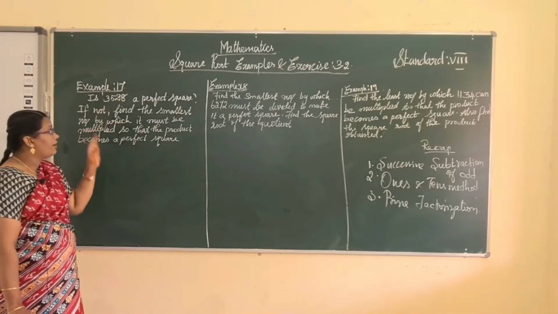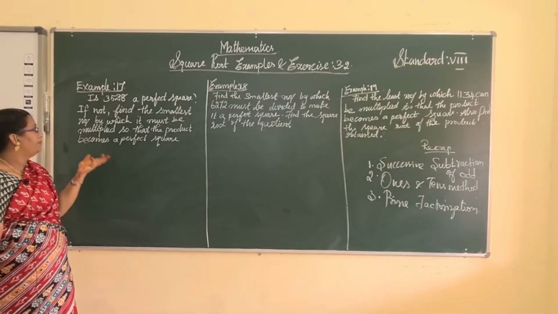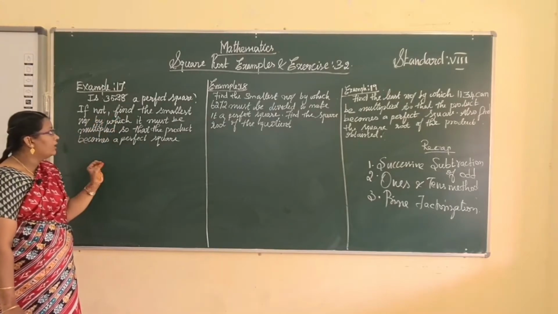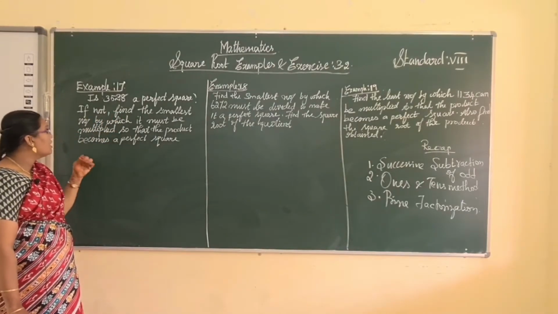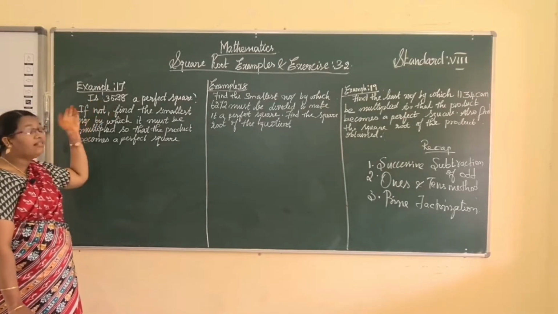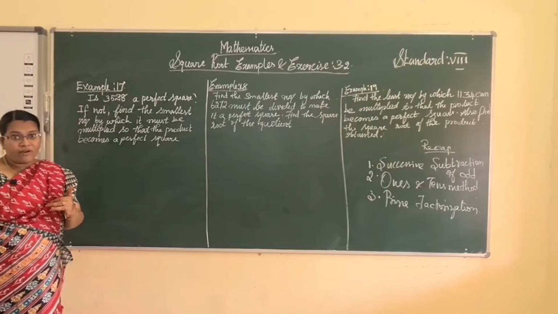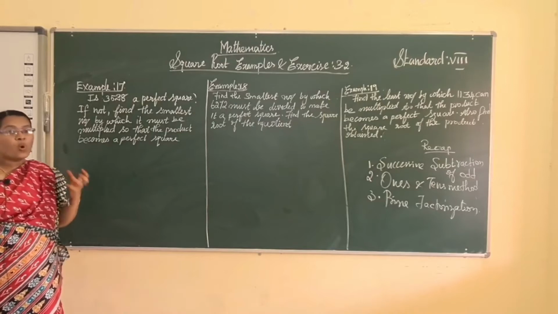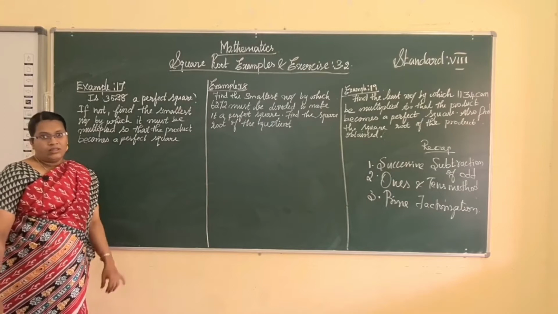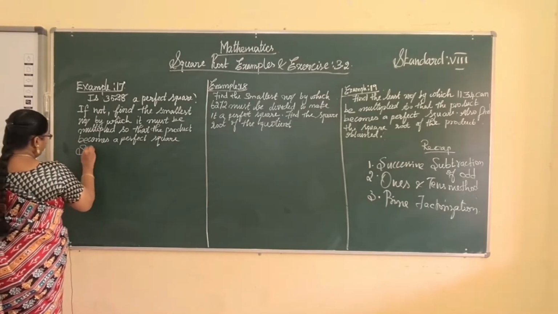3528: is it a perfect square or not? If not, find the smallest number by which it must be multiplied. So one number should be multiplied with this number, then we get the perfect square. What is the smallest number that the question asks for, and what is the perfect square? See the solution.